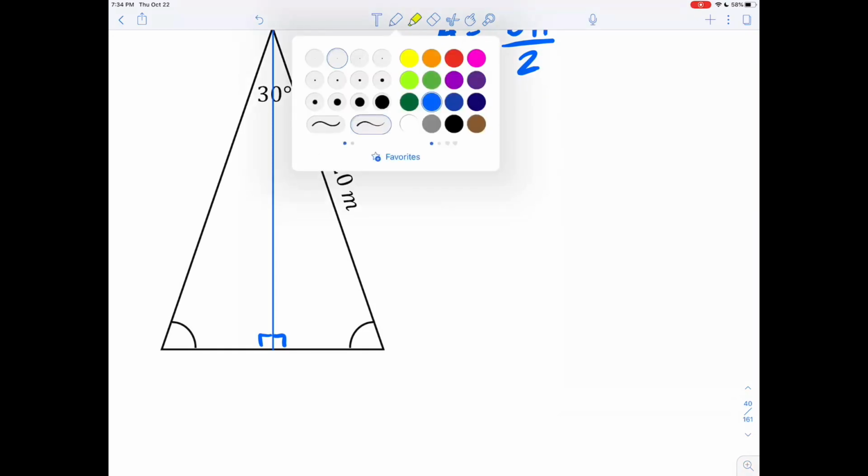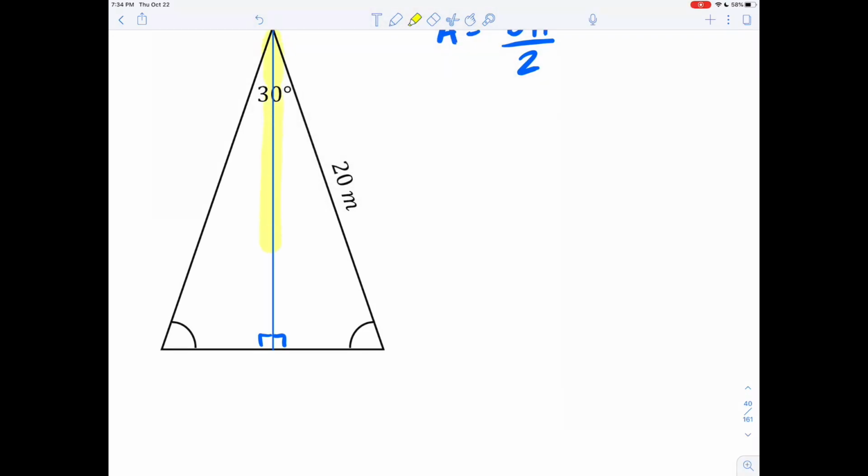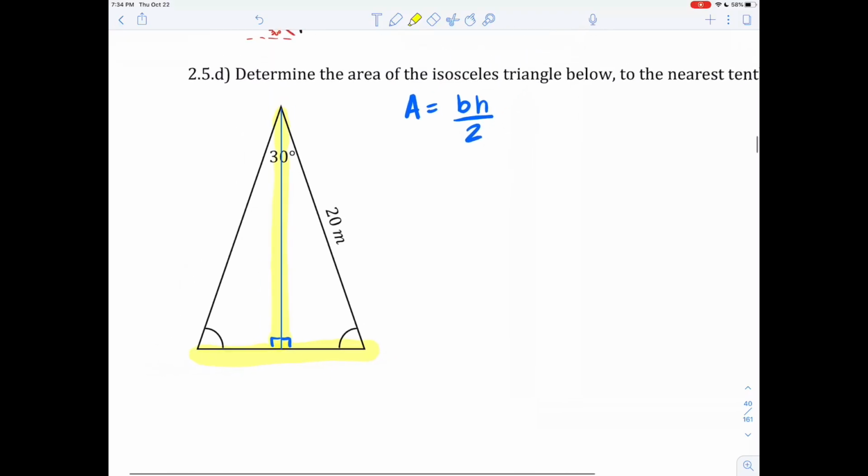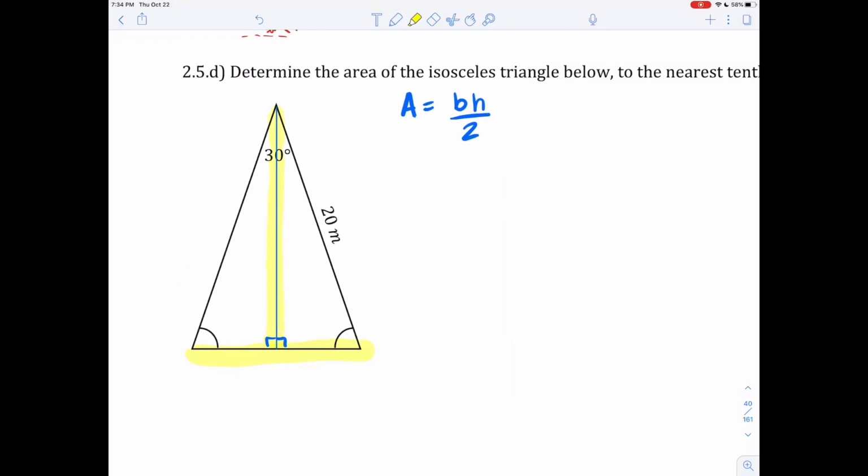We need to determine a couple of things. We need to determine the height as well as the base so that we can calculate the area. Now, to do that, there's some work that needs to be done first.